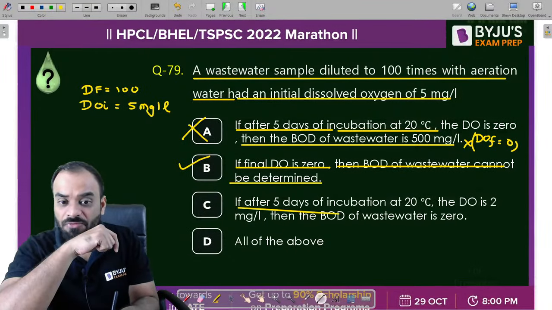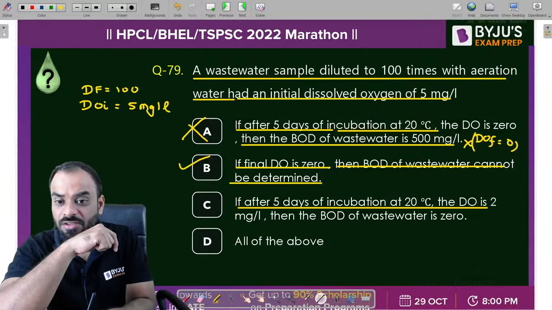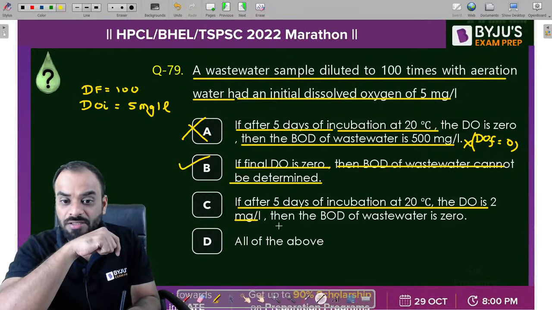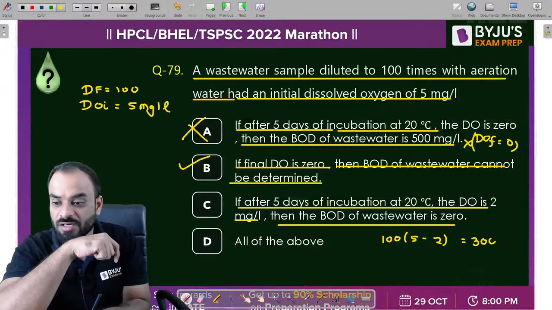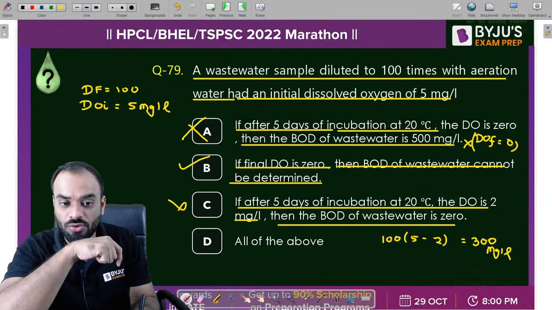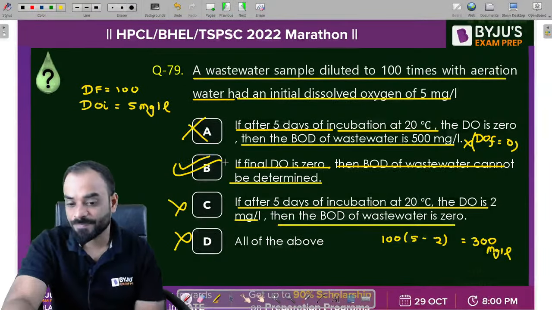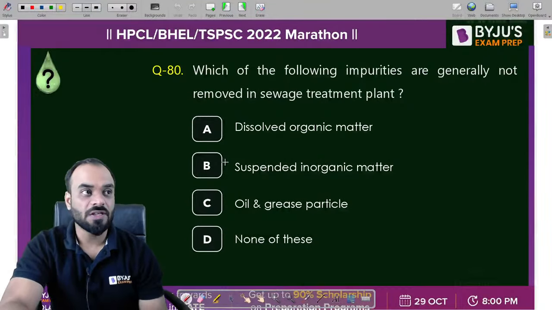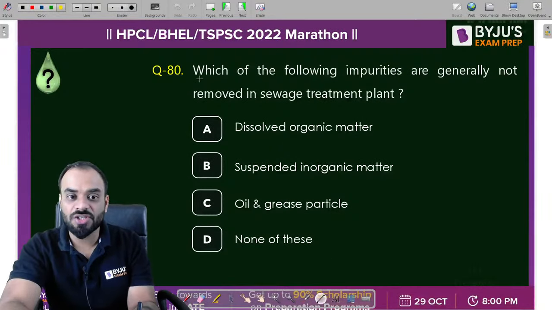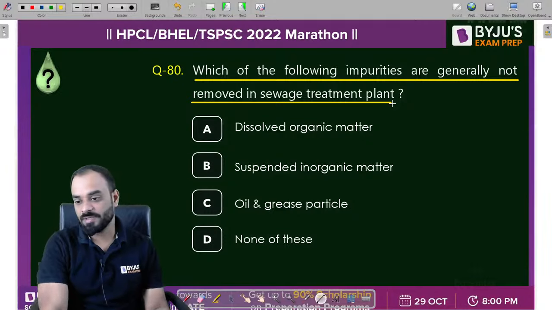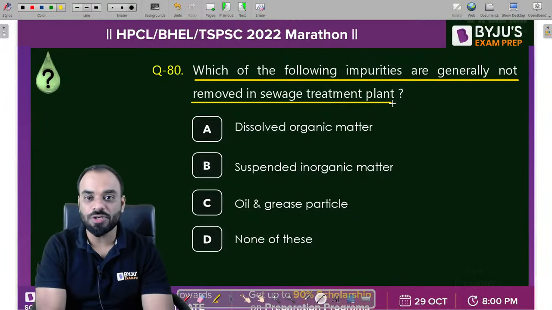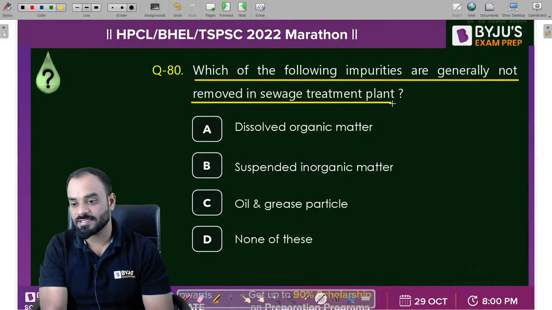If after 5 days of incubation at 20 degrees centigrade the DO is 2 milligram per liter, then the BOD of wastewater is 0. No, guys, you can calculate this particular value. The dilution factor is 100, initial is 5, final is 2, then the value of BOD is 300 milligram per liter. So this statement is also wrong. B is the correct answer. Very nice. Next question, guys. Which of the following impurities are generally not removed in the sewage treatment plant? Tell me, guys. Which of the following impurities are generally not removed in the STP?